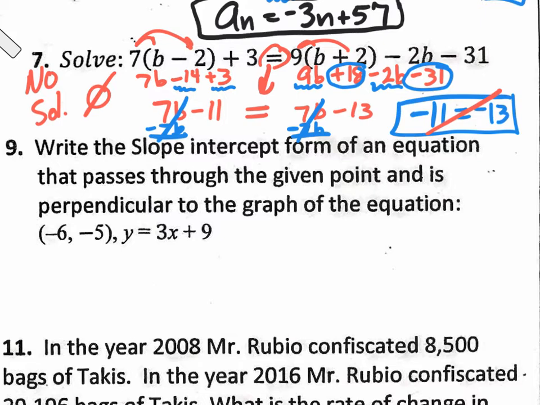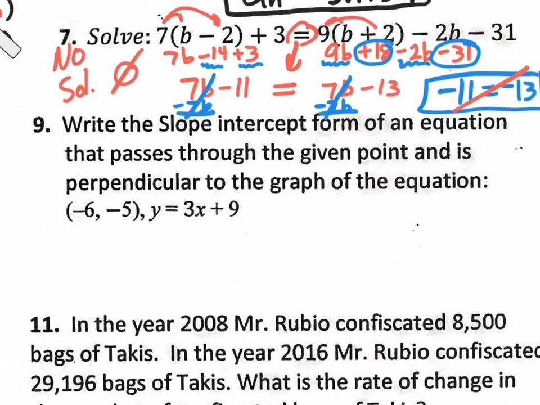Now, what if everything would have canceled out, and instead of negative 11 equals negative 13, what if it would have been negative 11 equals negative 11? Then it would be infinitely many solutions, x equals all real numbers, or in this case, b equals all real numbers. But right here, when it's something impossible, this is not true. You say no solution. Moving on to number 8.